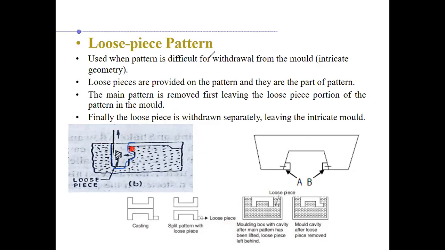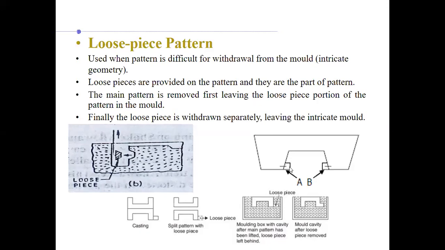A single pattern is difficult for withdrawal from the mold. Whatever I have explained is here. When the geometry is intricate, you keep those loose pieces inside, apart from the big pattern. There will be small loose piece patterns provided on the pattern and they are part of the pattern. The main pattern is removed first, leaving the loose piece portion of the pattern in the mold. Finally, the loose piece is withdrawn separately, leaving the intricate mold.